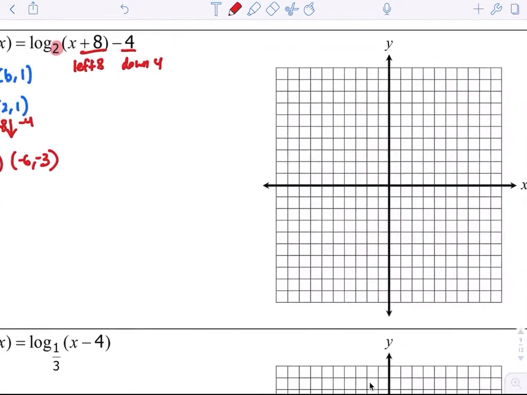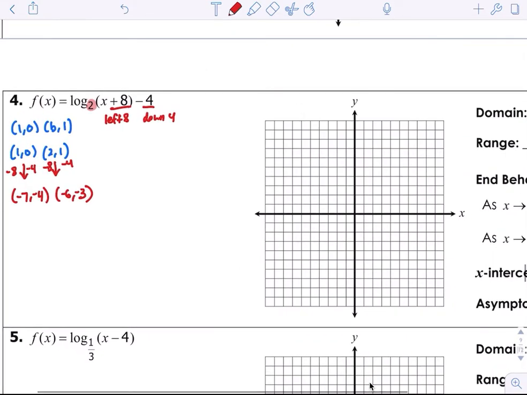Plot those. So -7, -4. We got 1, 2, 3, 4, 5, 6, 7. 1, 2, 3, 4. Right there. 1, 2, 3, 4, 5, 6. 1, 2, 3. Right there.